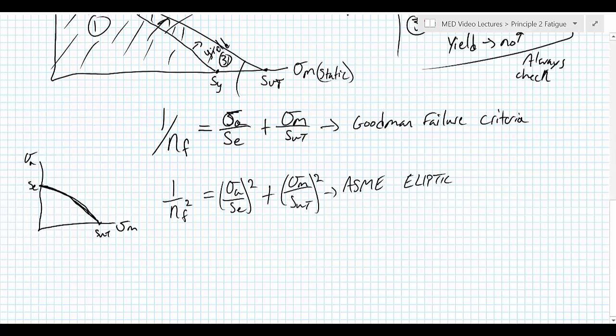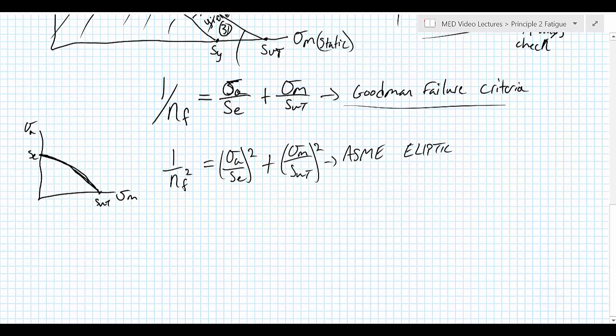They're going to get you very similar results. By and large, Goodman is more well known. Historically, it's been used longer, but either one is going to be fine for most situations that you're going to find yourself in. And then, of course, either way, we still need to check whether or not something's going to yield. So we check, is the yield strength greater than the stress it's under?